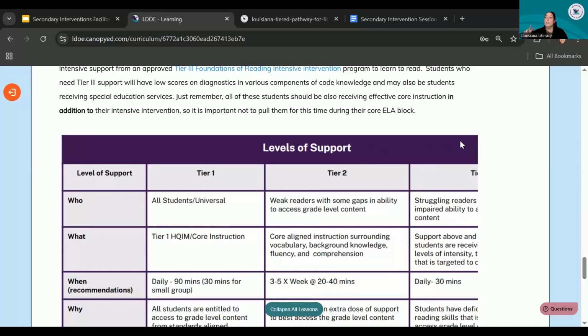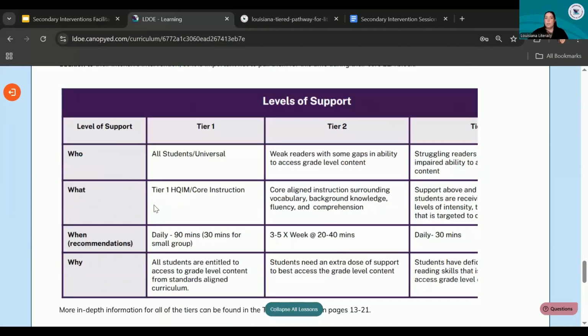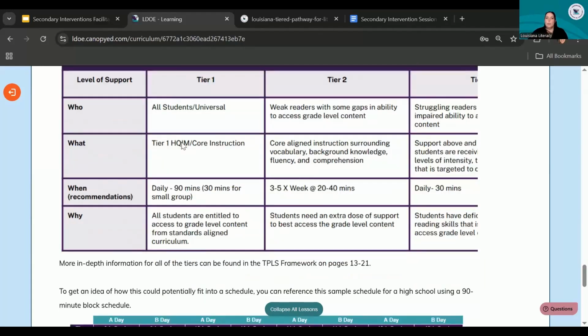But just remember that tier 2 and tier 3 are all happening in addition to their tier 1 high quality core instruction. So that helps us to fill out the rest of this chart we looked at in the review section today. So tier 1, they're using their tier 1 high quality core instructional materials, and then they are getting it for about 90 minutes, 30 minutes in small group every day.